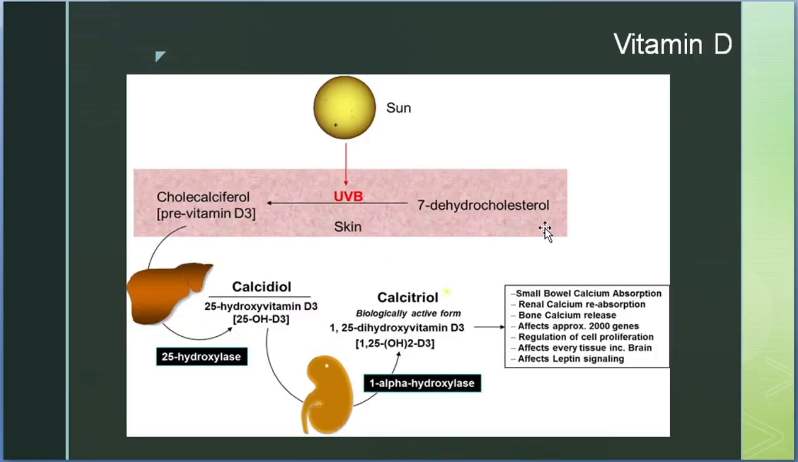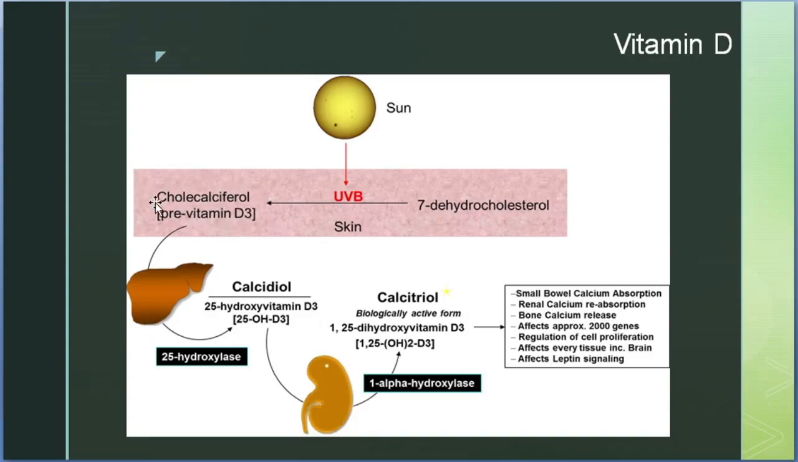Again, your 7-dehydrocholesterol in your skin, by the action of the UV rays B of your sun, converts into its pre-vitamin D3, which is your cholecalciferol. Again, ang 7-dehydrocholesterol na matatagpuan sa ating skin by the action of your UV rays B will be converted into pre-vitamin D3, which is your cholecalciferol.